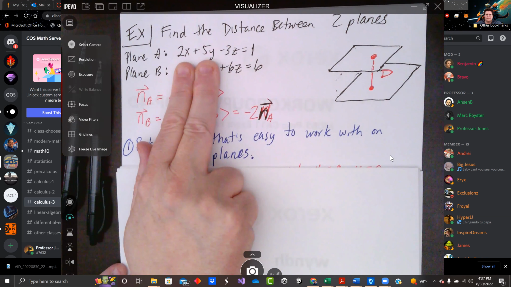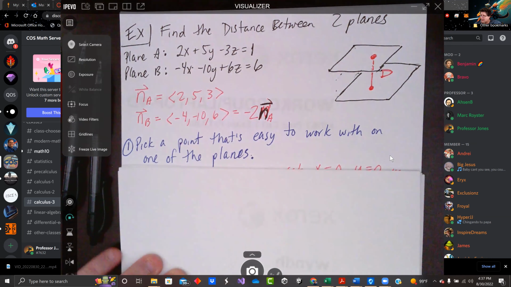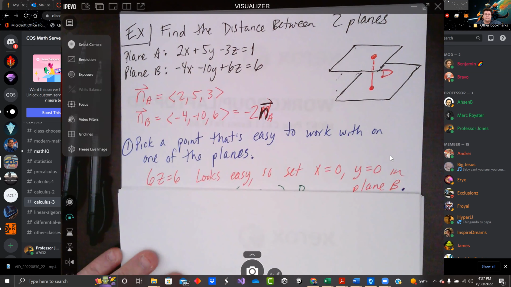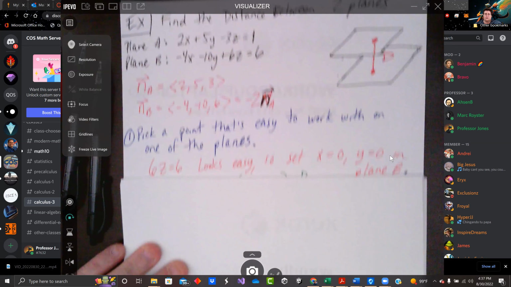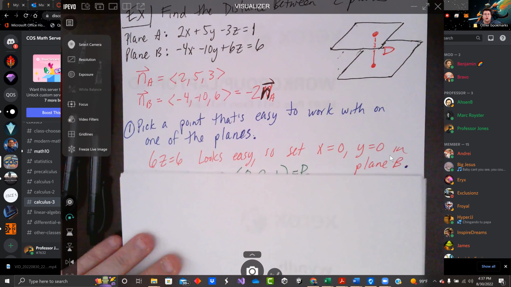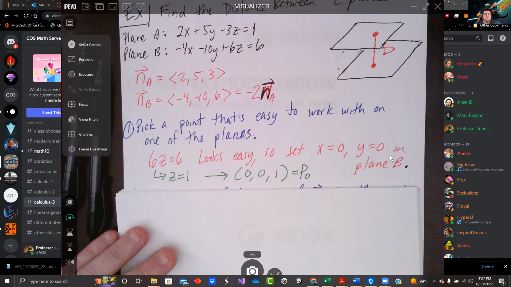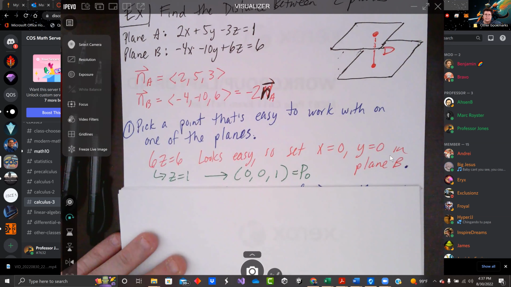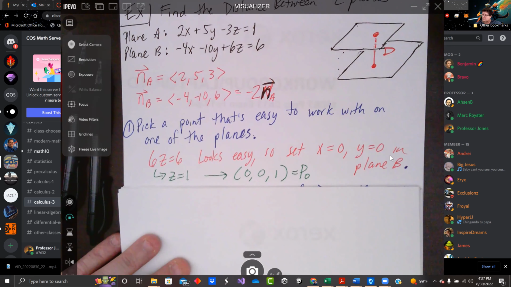That gives me an integer remainder. So I'm going to run with that one. 6z = 6 is easy. So we're going to set x is 0, y is 0 in plane B. Solve, and we can see with z = 1, we get a point. P0 will be 0, 0, 1, and that's in the second plane, plane B.